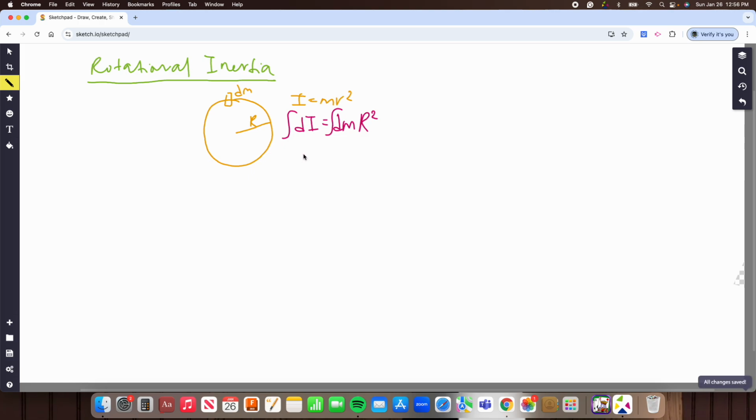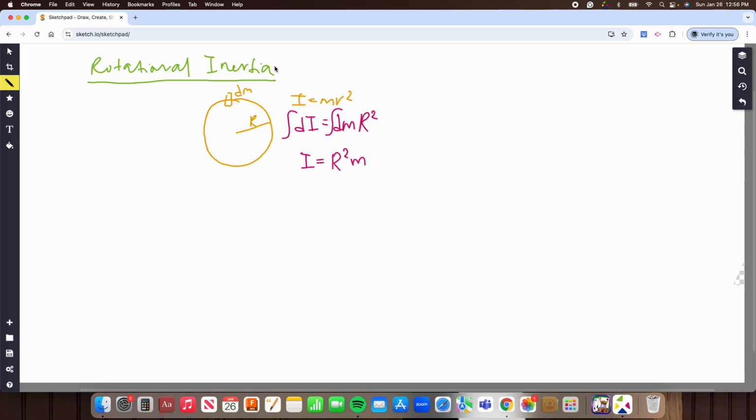So we're good. We're going to take the integral of both sides. The integral of dI is just going to be I. This is a constant, so we're going to bring it out, and it's going to stay the same. And the integral of dm is just going to be m. So that's how we get I equals R squared m for a hollow disc, or like a ring.